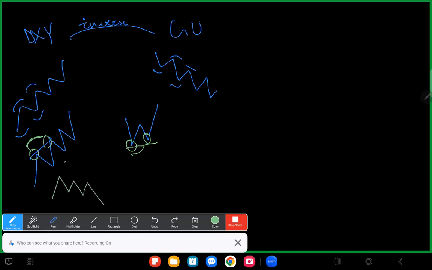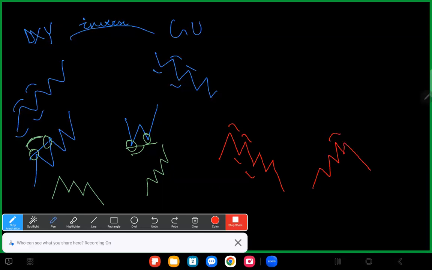price was going lower on DXY. So what we would expect is for price to go higher on GU. But if we got something like this, where DXY is moving lower, right? Lower highs, lower lows. And then we would want to see EU or GU also moving higher. But we see something like this, then that's also a sign of manipulation.